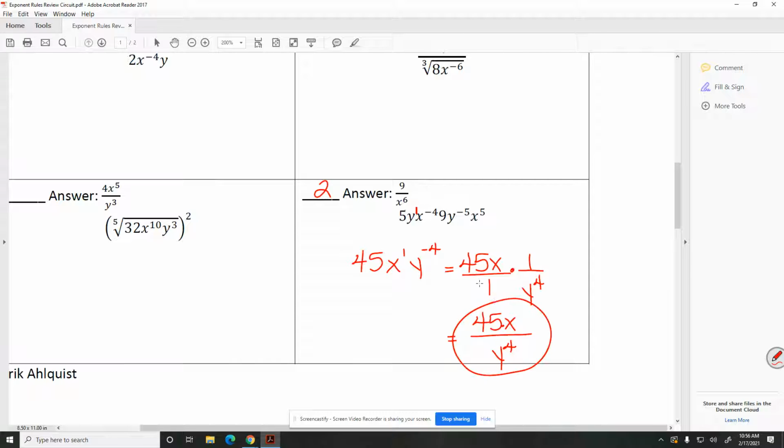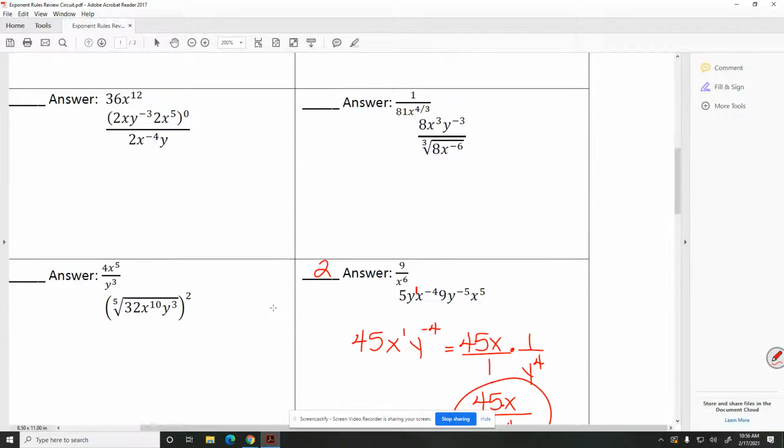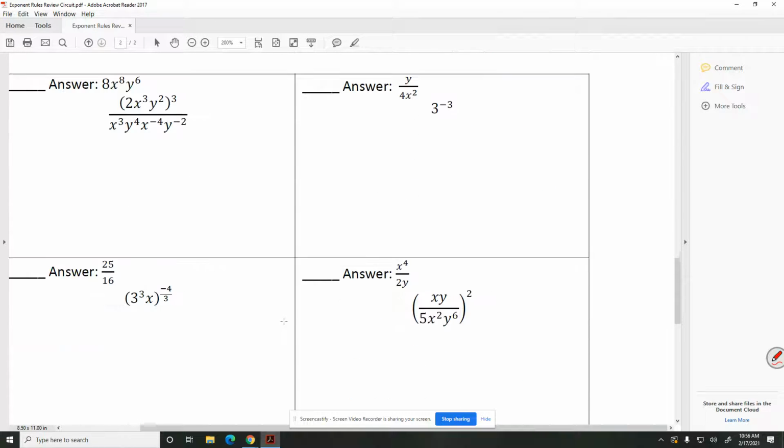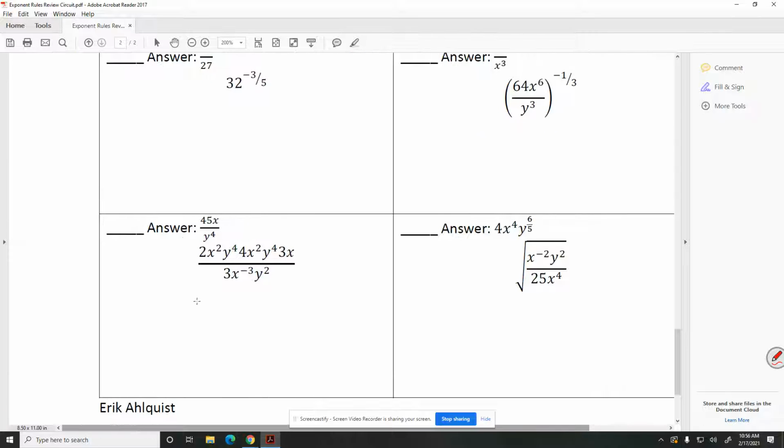Okay? Please make sure on this circuit that you're showing all your work just like I am. All right, make sure that you're showing all your work. So this is the next answer we're looking for: 45x over y to the 4th. I don't see it on the first page. It looks like it's going to be all the way here at the end on the second page. So then we will call this one question number 3. Okay, so you're going to go through your circuit kind of like that.